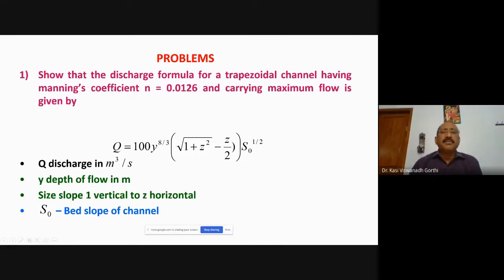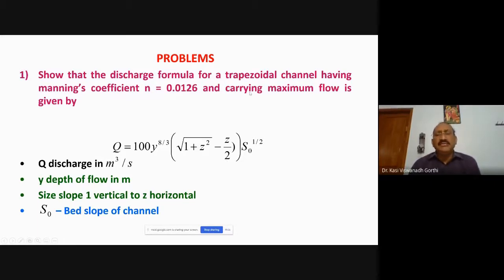So the discharge formula is given by Q is equal to 100 y to the power 8 by 3 into square root of 1 plus z square minus z by 2 into S naught to the power half. As I have been indicating, let it be S naught. As of now, because we are dealing only with uniform flows, it is only the longitudinal slope. So S naught is the longitudinal slope or bed slope of the channel. Side slopes are given as Z horizontal to one vertical. Y is the depth of flow in meters and Q is the discharge in meter cube per second. Then the discharge formula Q is given as 100 into Y to the power 8 by 3 into square root of 1 plus z square minus z by 2 into S naught to the power half.